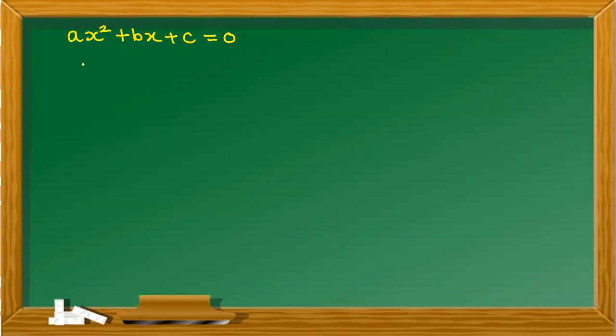What is the first step? The very first step is to make the coefficient of x square equal to 1. In this equation, you see that the coefficient of x square is a. So in order to make the coefficient equal to 1, what do we have to do? We will divide both sides by a. What is a? A is the coefficient of x square.